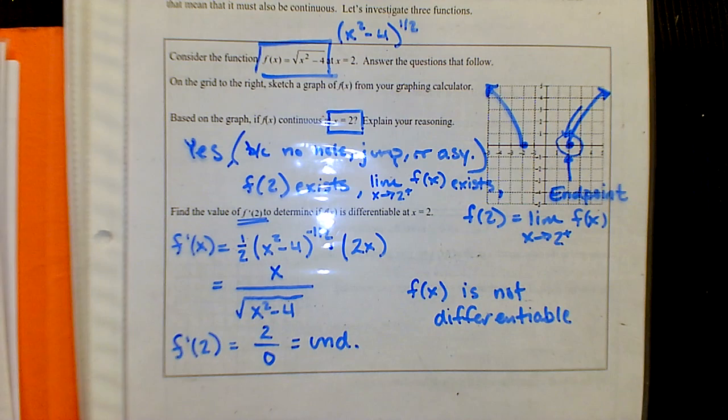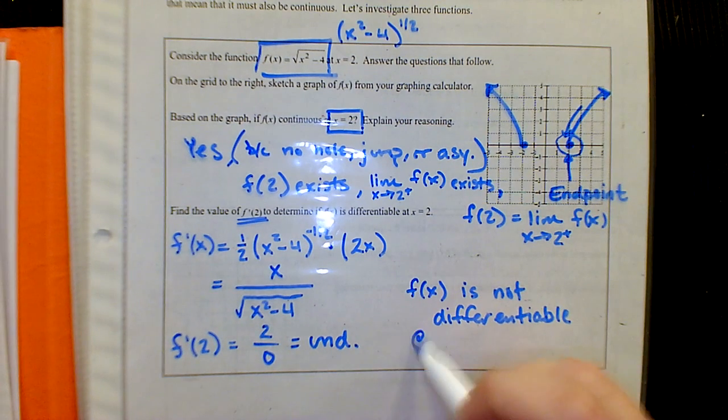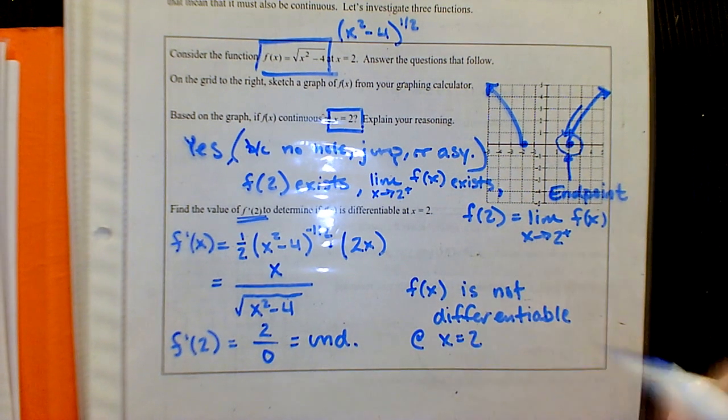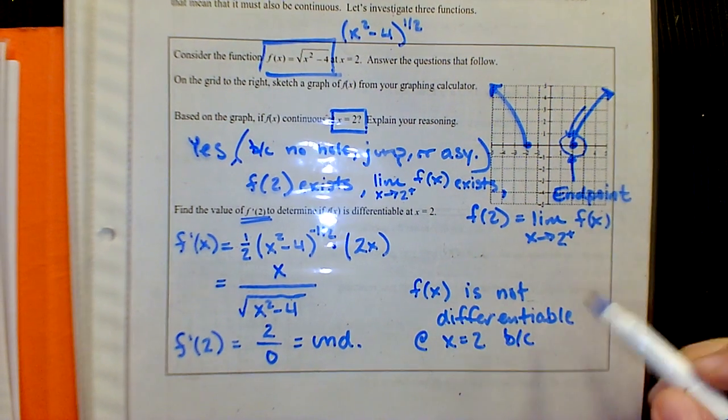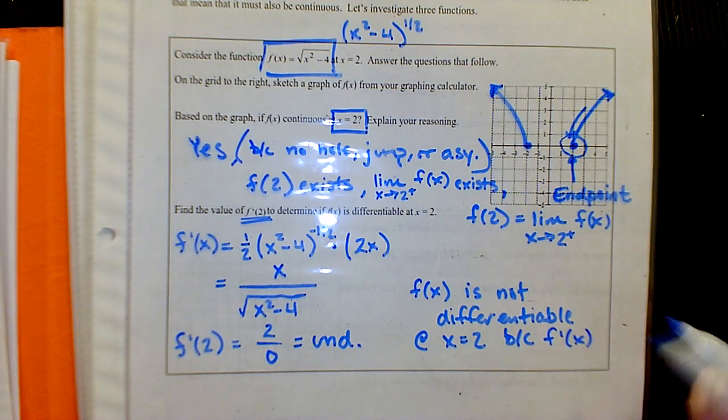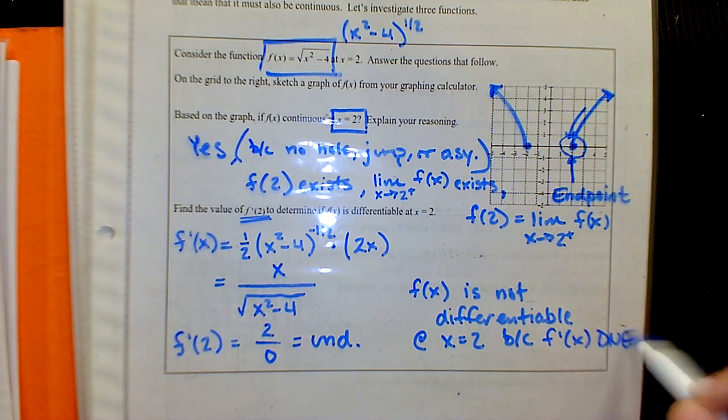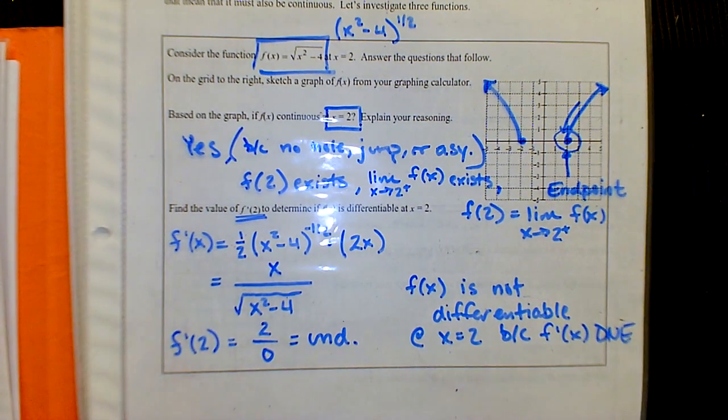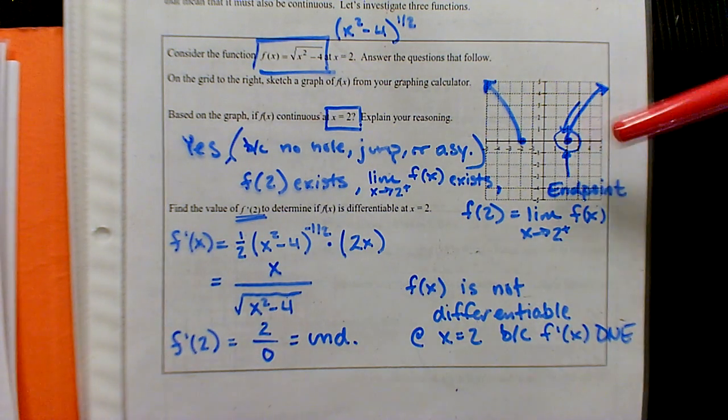Okay, f of x is not differentiable, specifically at the x value of 2, because the derivative does not exist. So even though the graph is continuous, we determined that from the last question, the derivative or slope at that spot doesn't exist. Why do you think that is, based off the graph?